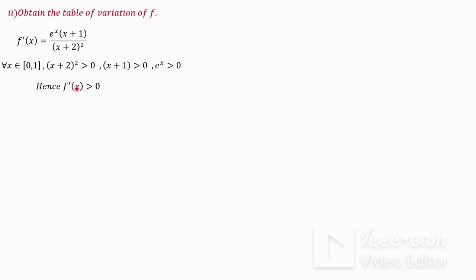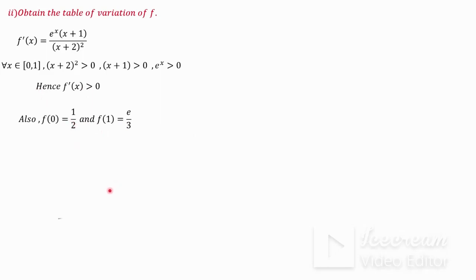Yes. So since we already have the sign of f prime of x, let us now determine the images. The image of 0 is f of 0, which is equal to a half, and the image of 1 is f of 1, which is e divided by 3. Since we already have these two things, we can therefore proceed by coming out with our table of variation.